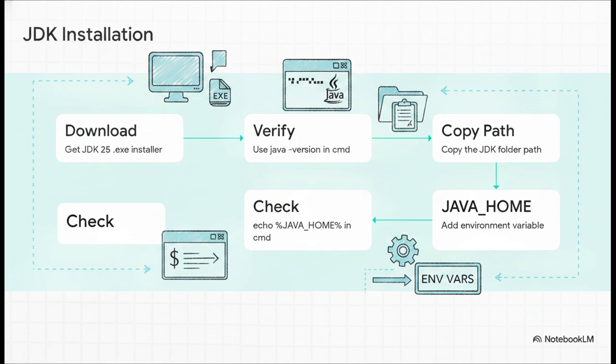Next up, we actually have to tell your computer exactly where Java lives. So go ahead and copy your JDK folder path. Then create a new Windows environment variable called JAVA_HOME. Make sure that's in all caps, and paste the path in there. Restart your command prompt, type echo %JAVA_HOME%, and boom, you are primed and ready to go.